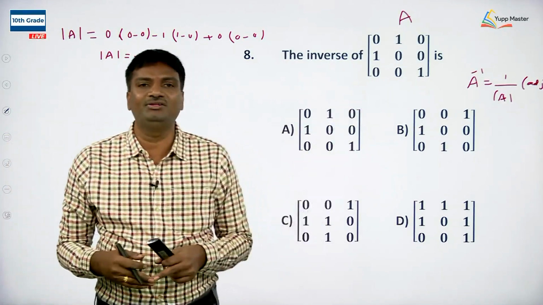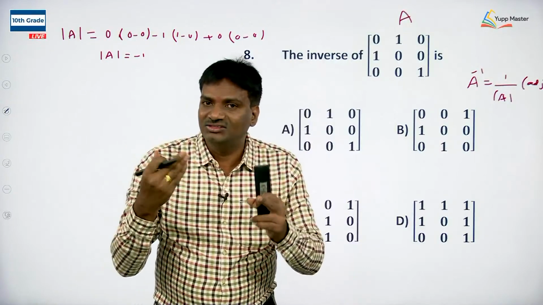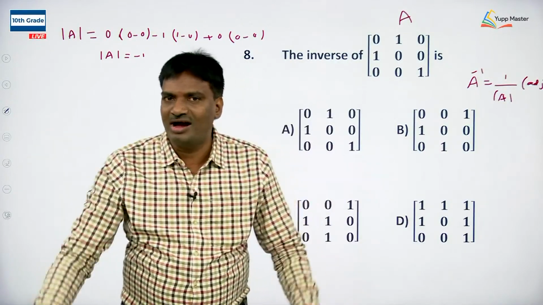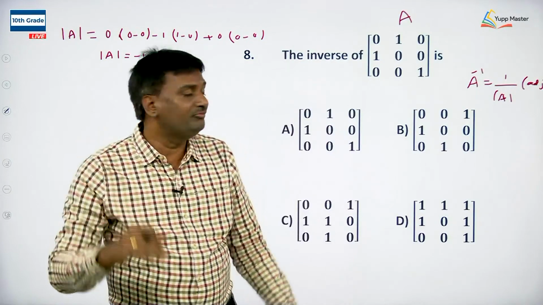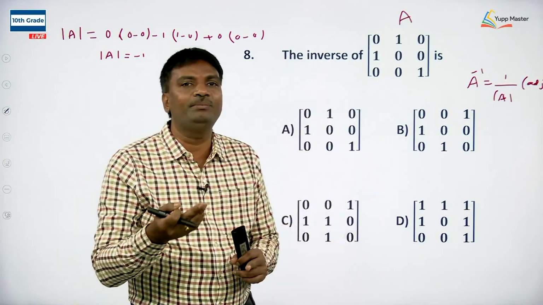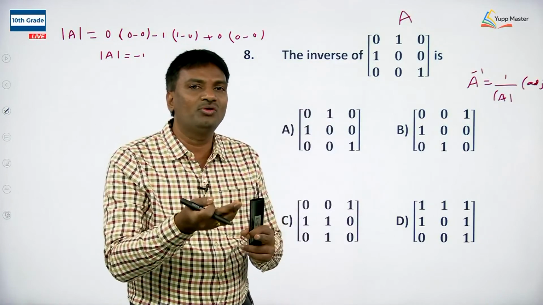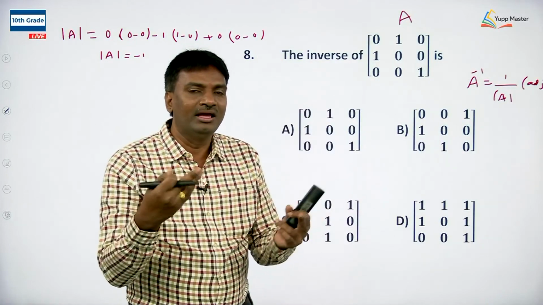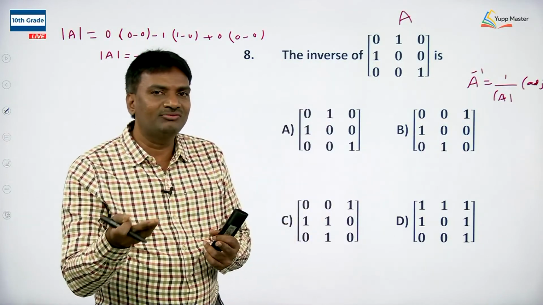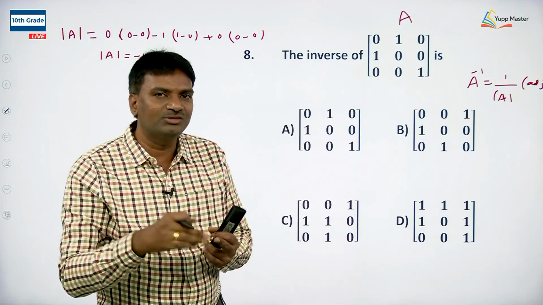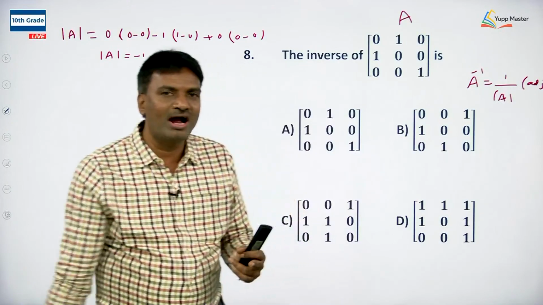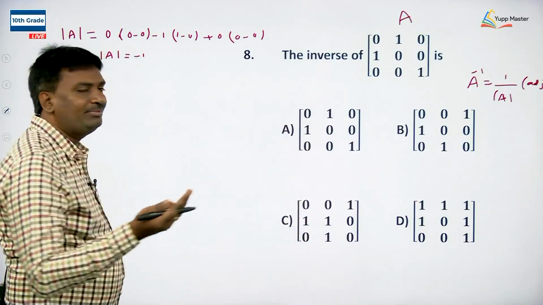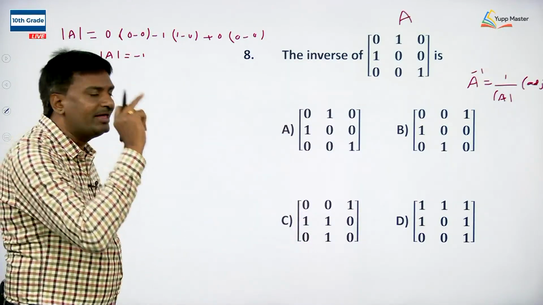Next we have to find adjoint A. Before finding the adjoint of the matrix, we have to find the cofactor matrix. So we have to find the cofactor of each element of A and replace the elements by its cofactor. Then you will get a matrix B. If you interchange the rows and columns of the matrix B, that is B transpose, that is nothing but adjoint A. So first let us find the cofactor matrix of A. Here I am taking the cofactor matrix of A as B.